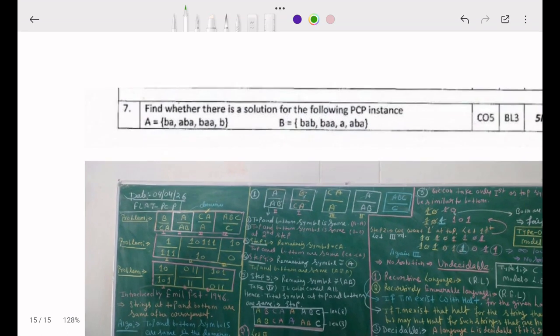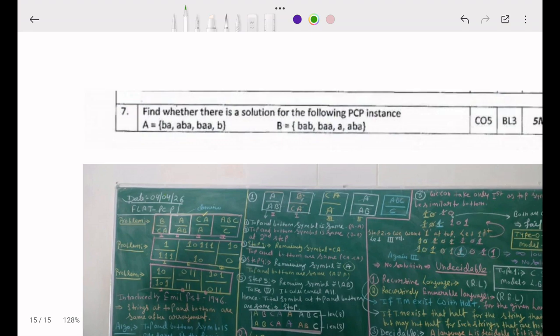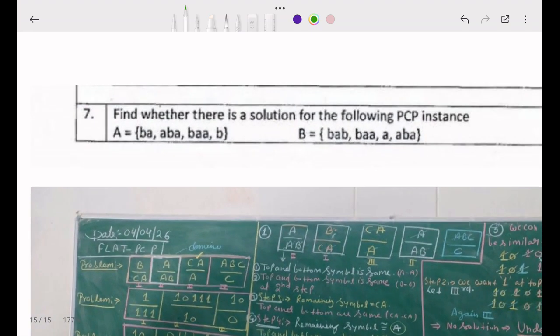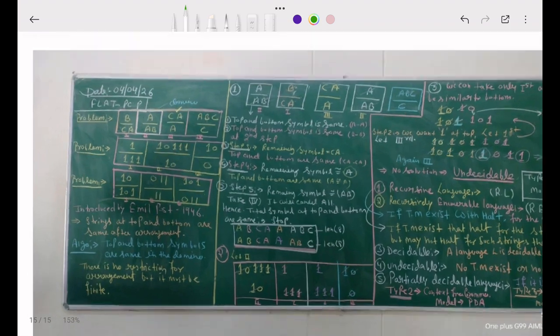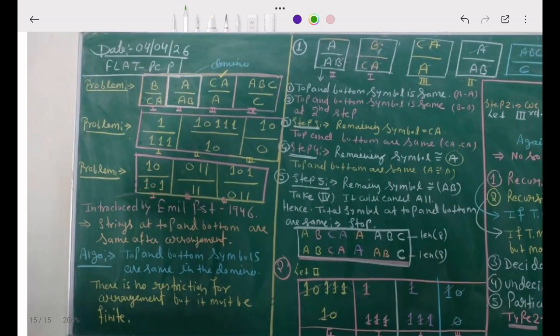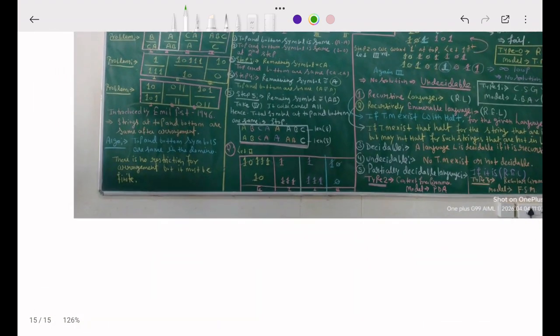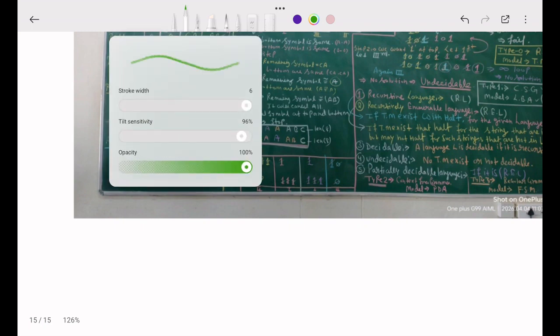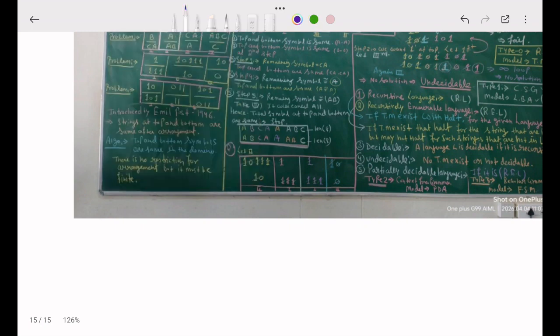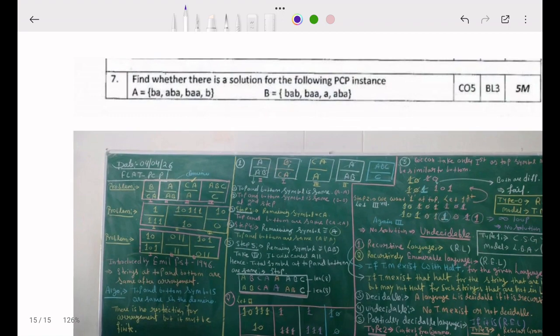Now I will come to the last question. This is very important. This is the last question, and what he is asking is the PCP problem, the Post Correspondence Problem. If you see our class presentation, we also solved it. I am writing this question again. Okay, I already took a lot of time. So what is the question?